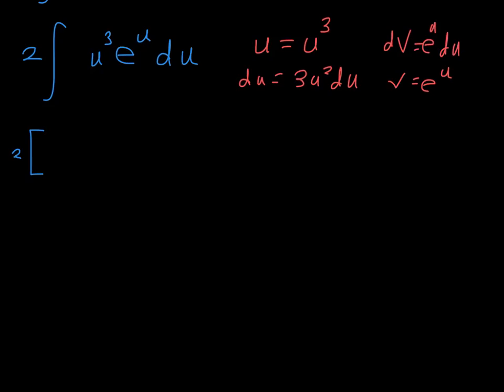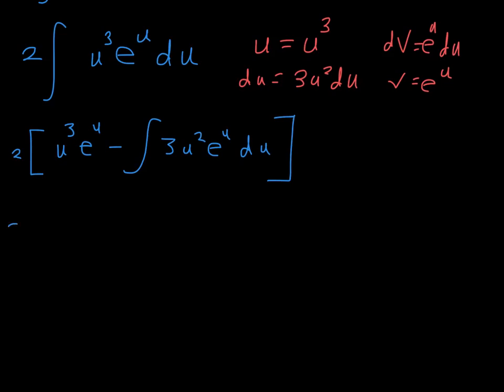U times v would be u cubed times e to the u minus the indefinite integral of v du. In this case, it would be 3u squared e to the u du, like that. Okay, this is integration by parts. All right, I'm just going to rewrite this just a little bit here.